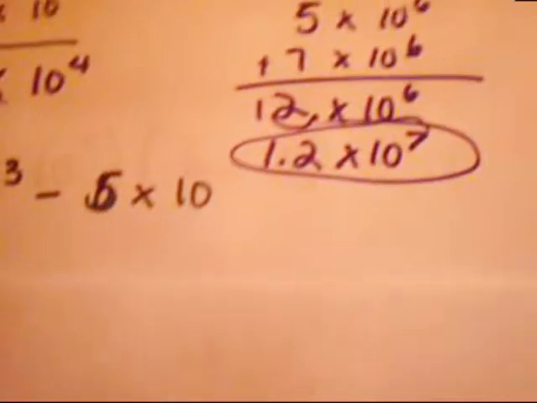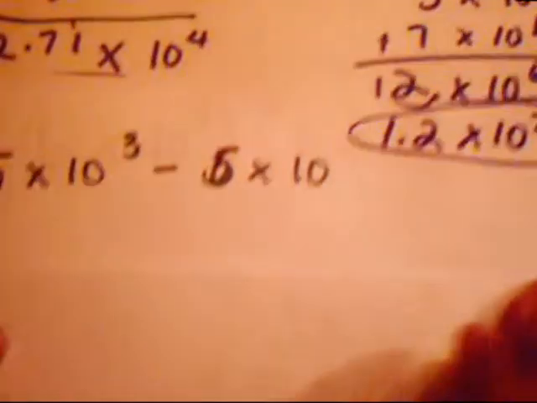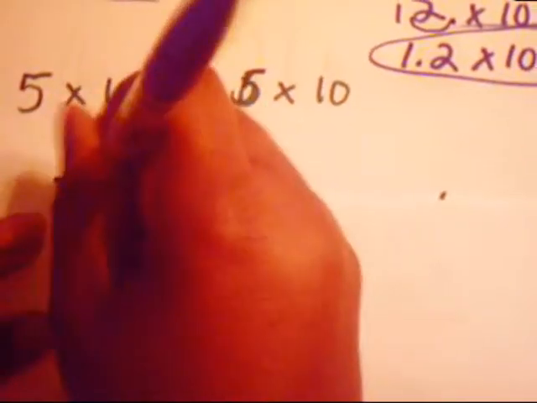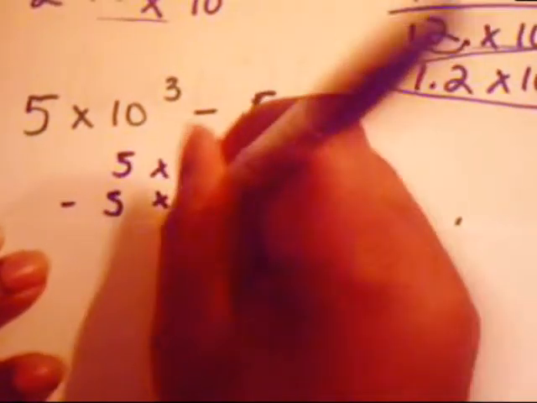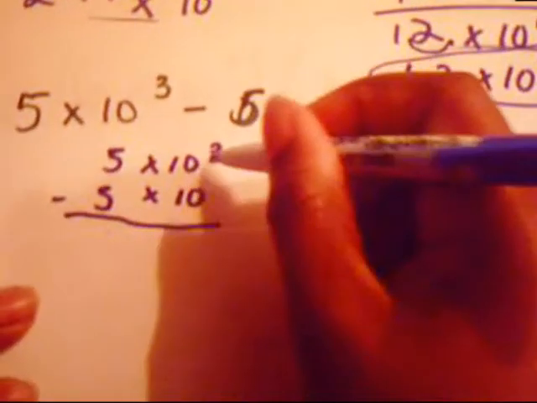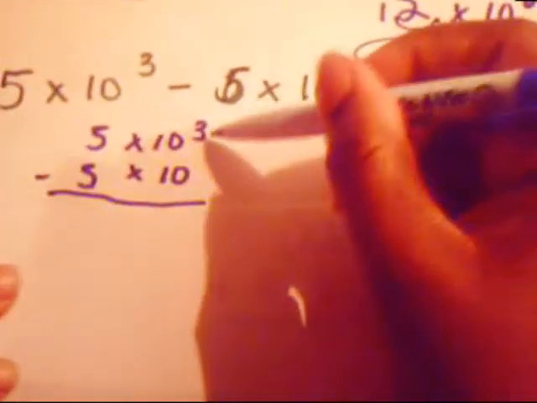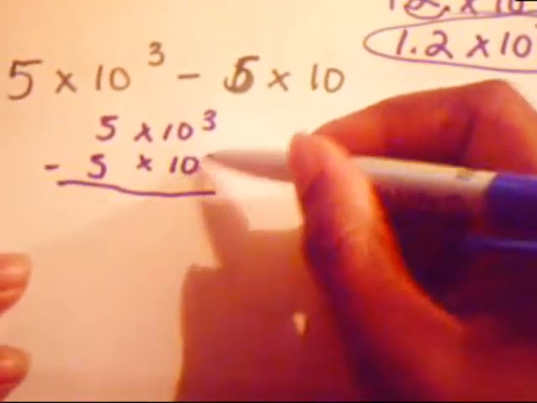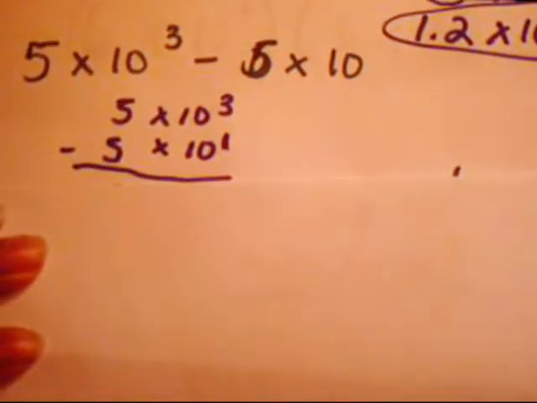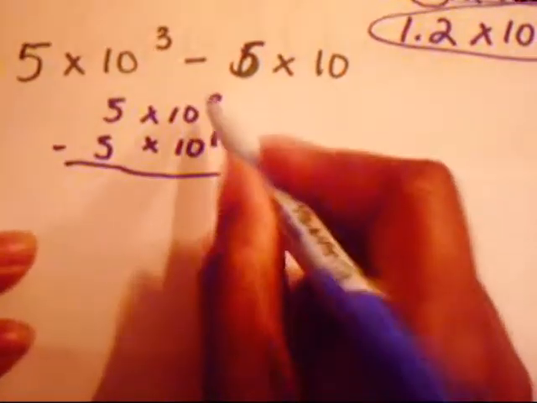All right, here's another one, guys. We've got 5 times 10 to the 3rd minus 5 times 10. Okay, I'm going to stack them on top of each other. Helps me kind of keep things straight. Cannot subtract these the way that they are, guys, because the exponents aren't the same. This exponent is to the 3rd power. What's this exponent for 10? It's 1.